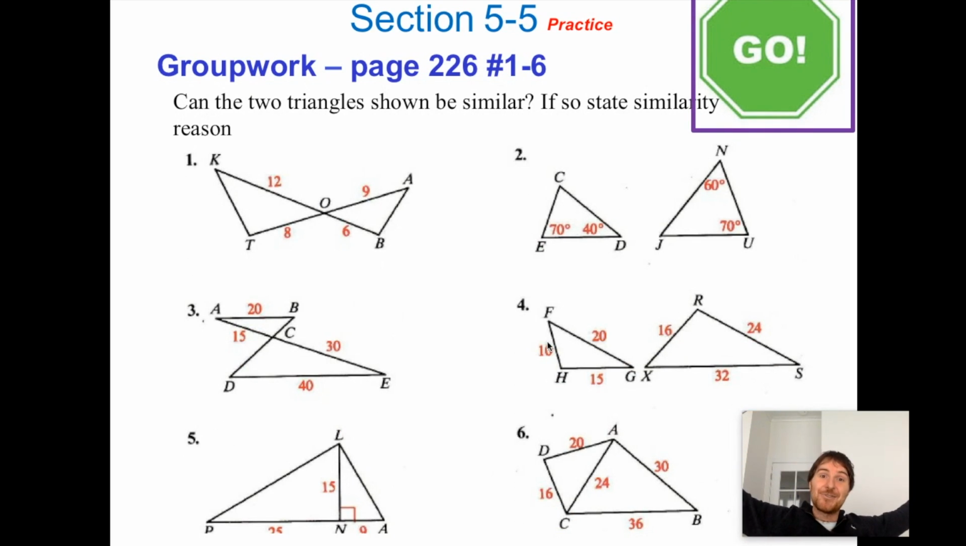Can the two triangles shown be similar? If so, state the similarity reason. See if you can find it. Who sees it? Let's go. Give you one minute, and then we'll go over.